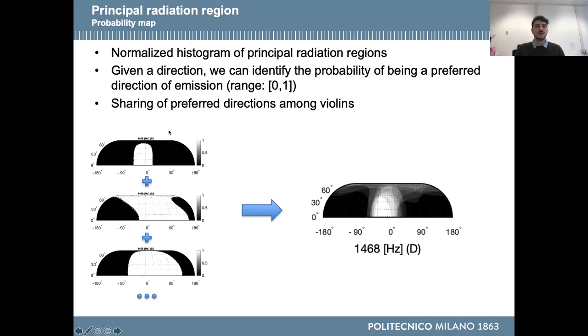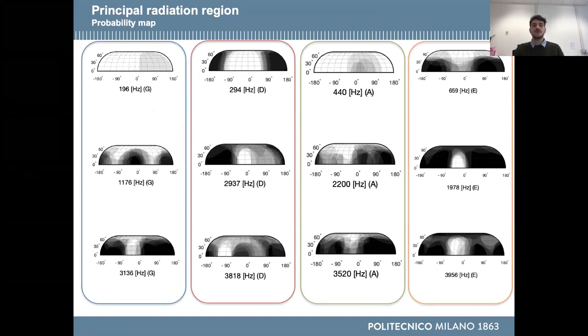If we normalize the histogram, we obtain this sort of probability map. So in practice, this gives us the probability of having a high energy emission for a given direction. So computing this probability map, we can immediately have an idea of the preferred directions that are shared among all the violins in our analysis set. Obviously, I cannot show all the probability maps, but here I have selected some examples of these probability maps sorted according to the string.